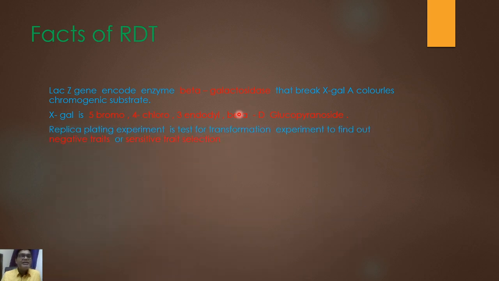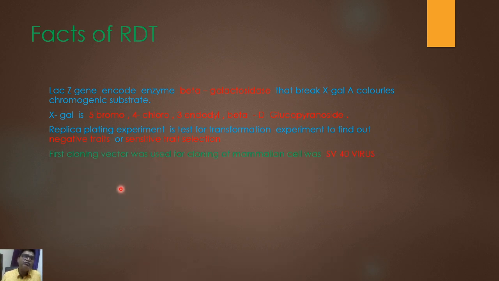Next, the replica plating experiment. You know, a replica plating experiment. It is the test for the transformation experiment to find out negative traits or sensitive trait selections. We can find out that the yellow color colony contains foreign DNA inserts. That is given in your CBSE textbook.